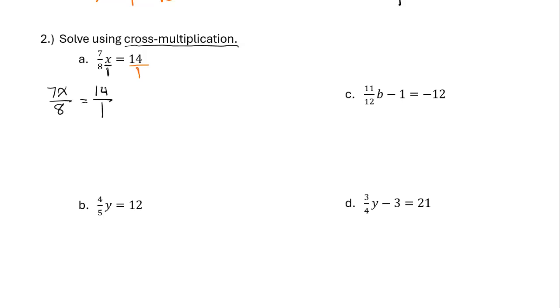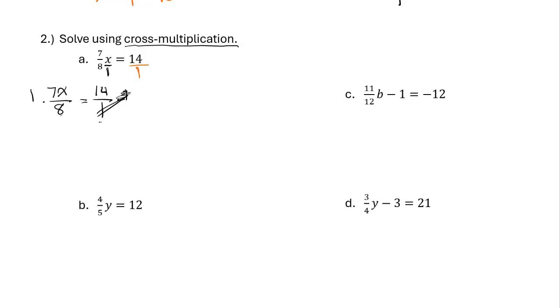Okay, now I am getting rid of division. This is 14 divided by 1 and 7x divided by 8. Well, I need to multiply both sides by 1, so times 1. Well, 14 times 1, right? Those guys cancel, so I'm left with 14. And then over here, I have 7x times 1.